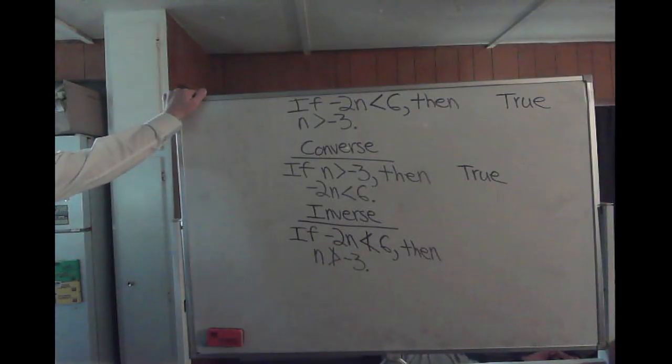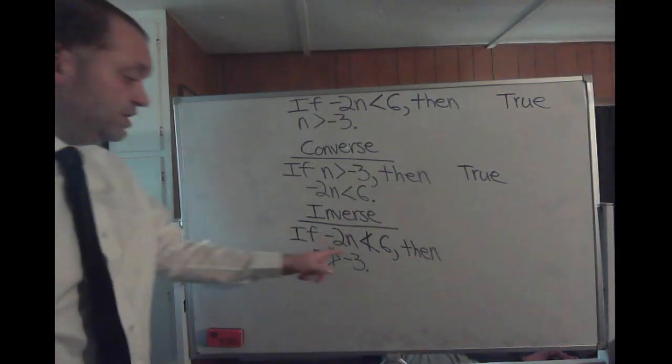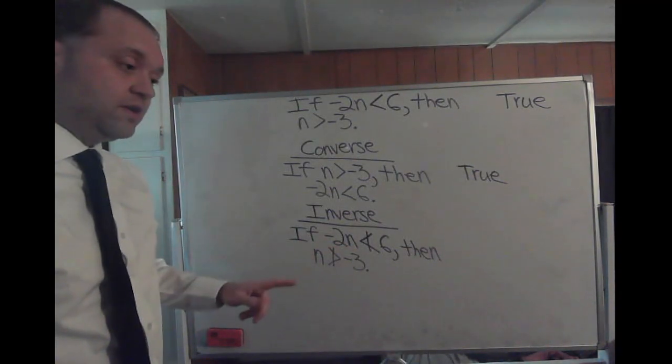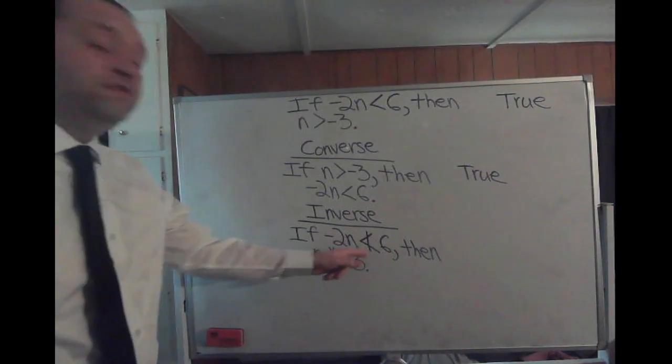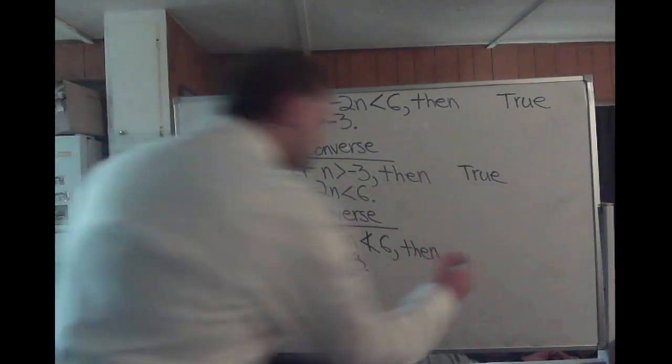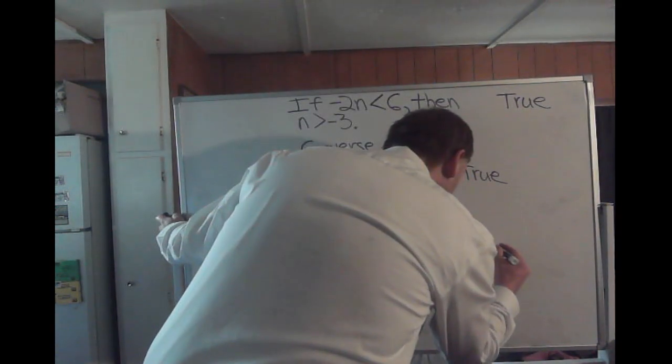If it's not greater than, let's put in -4 since it's not greater than. If I put in -4 for n here, that would give me +8. +8's definitely not less than 6, so this is also true. The inverse of the statement is also true.